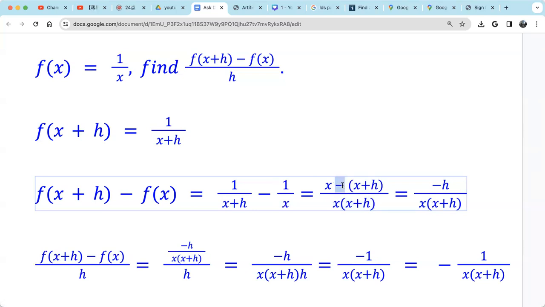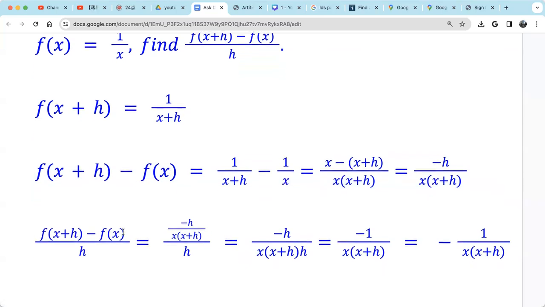Of course, it's a subtraction. So x minus x, that's a 0. And negative minus h, so we have negative h in the numerator. And the common denominator is x times x plus h. Now we finish the difference.